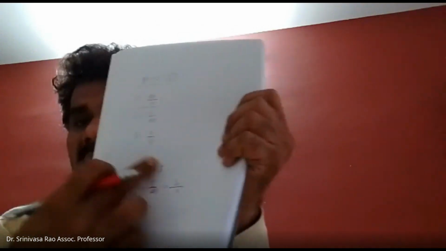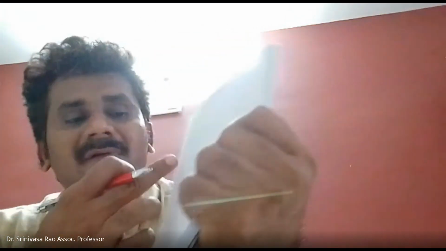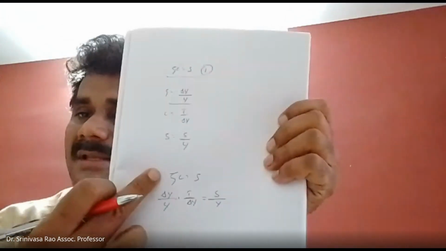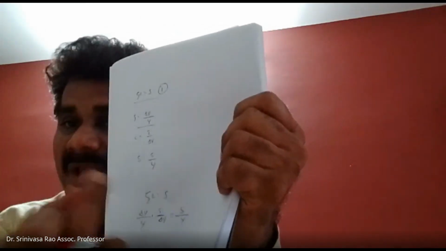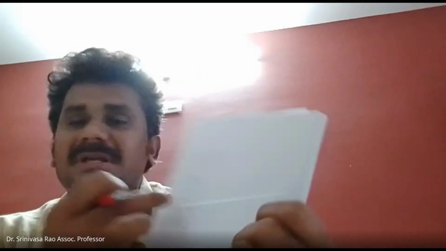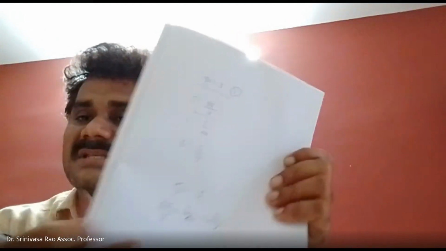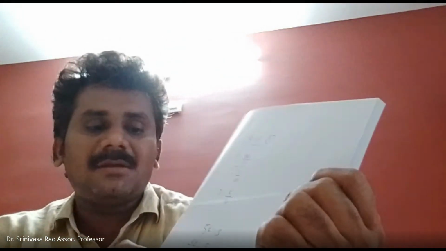Nothing new in this equation. Whatever we have already written very clearly, what is G, what is C and what is S, we have just rearranged this equation. GC is equal to S. We have just substituted what is G, what is C, what is S. That's all. This is also simply GC is equal to S.